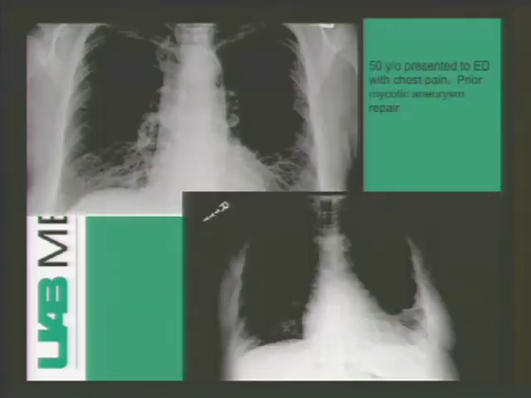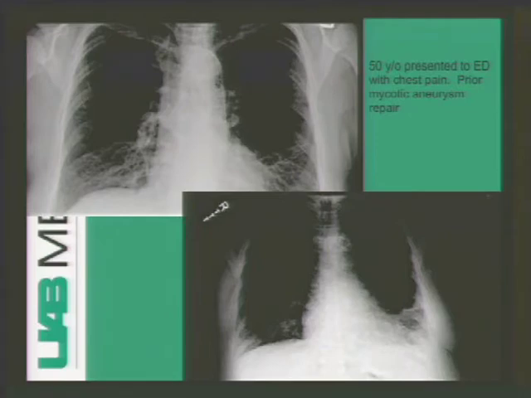This was a 50-year-old patient who came into the emergency department with chest pain. She had a prior mycotic aneurysm repair. The radiograph on the top here was taken immediately before discharge from the hospital, and you can see the position of the stent graft. This was the portable exam that was taken when the patient came into the ED.